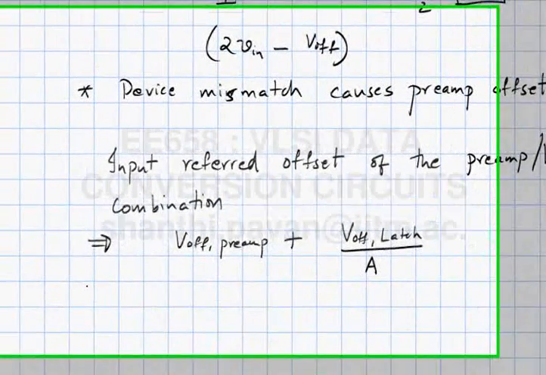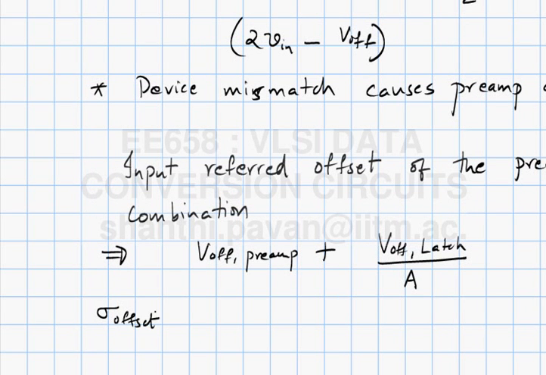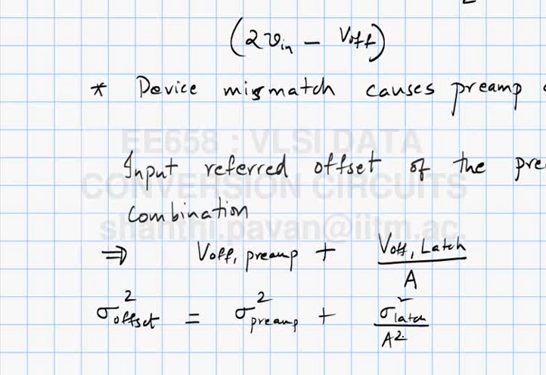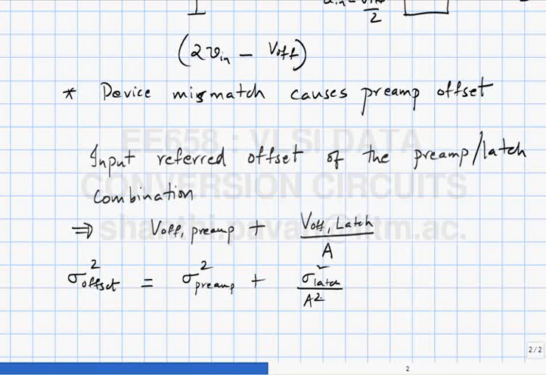Alright? Which means that the total sigma offset is nothing but, you can simply add the variances. So this is the sigma preamp whole square plus sigma latch whole square by A squared. Okay? So if A is made sufficiently large, we can see that a big part of the input referred offset of this preamp latch combination is simply from that resulting from the preamp itself. Does it make sense? So now we have to do something about this.